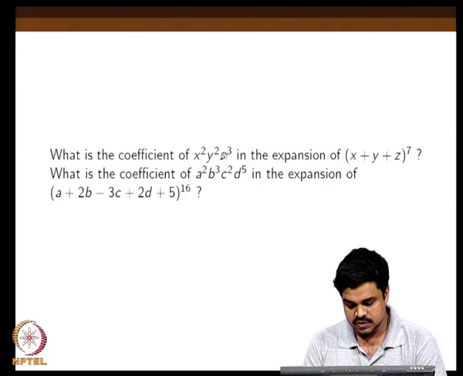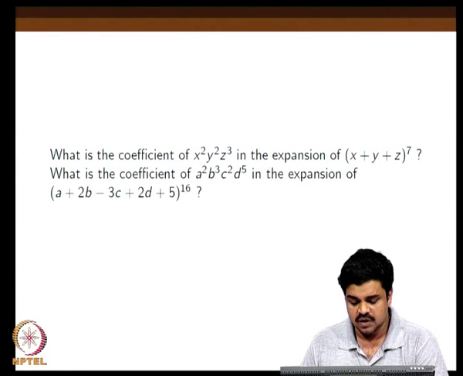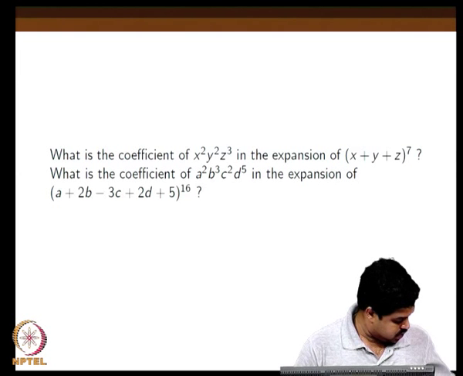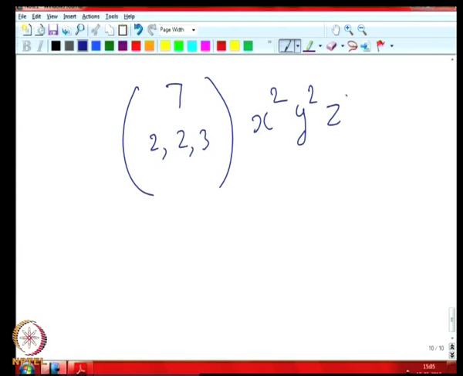So, we are just asking for the coefficient of x square y square z cube in the expansion of this. That will be the multinomial coefficient 7 choose 2, 2, 3. This is what we will get.